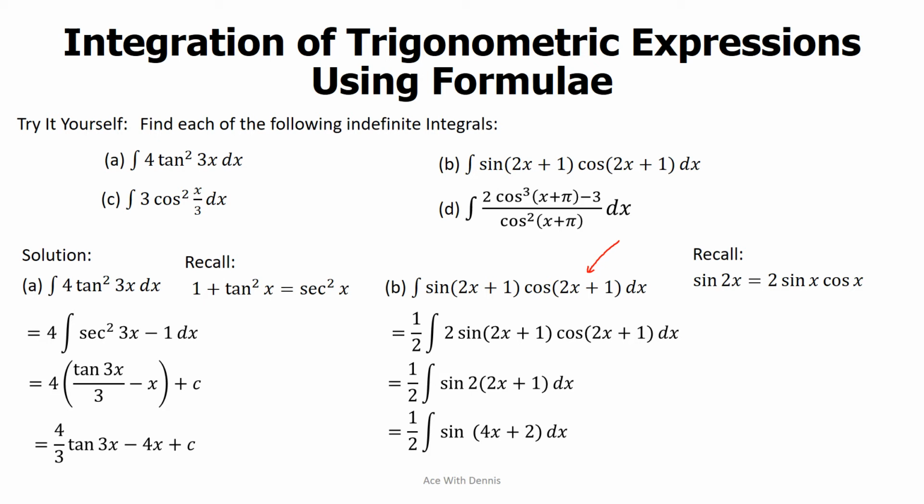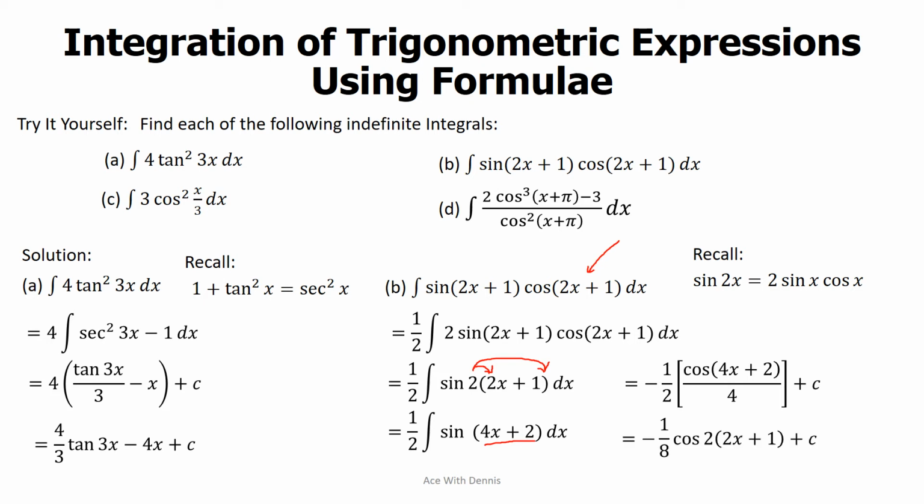Then we multiply the 2 inside the bracket so that later on we can integrate easily, which becomes half sine 4x plus 2 dx. And now we can start to integrate, which becomes negative half cosine 4x plus 2 over 4 plus c. And we simplify it. The answer is negative 1 over 8 cosine 2 bracket 2x plus 1 plus c.